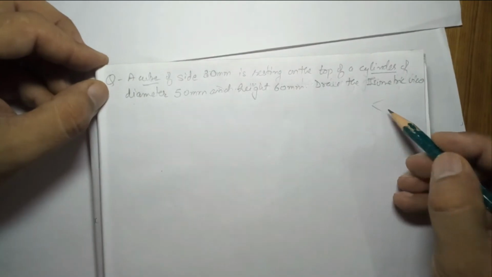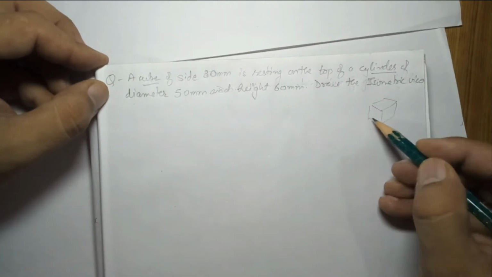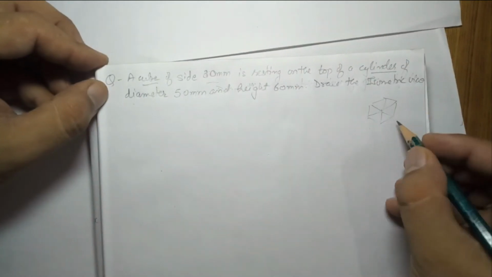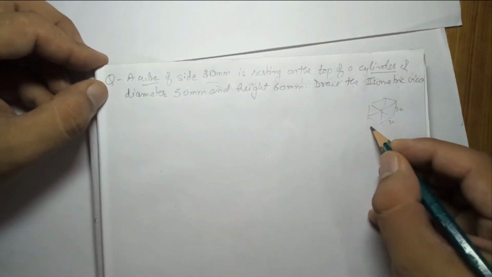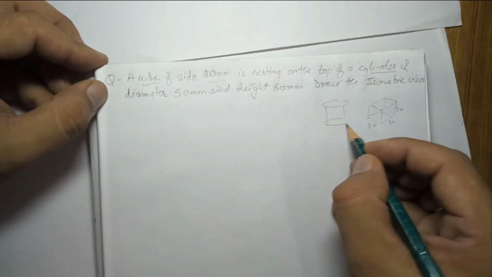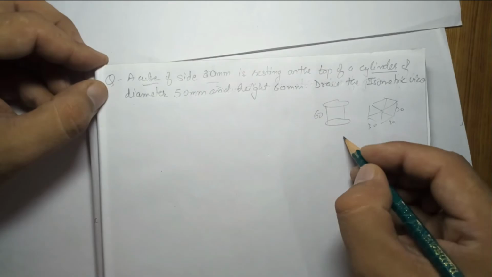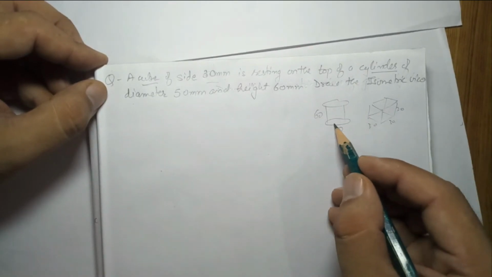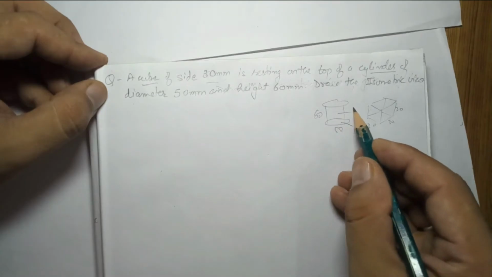So if I say cube, if you remember, this is a cube and given as 30 mm side, so it means its width, height and length are 30, and a cylinder is there, second object, height 60 and diameter 50. We have to place this cube over the cylinder. So if I break this, it is having three parts: base, surface, top.